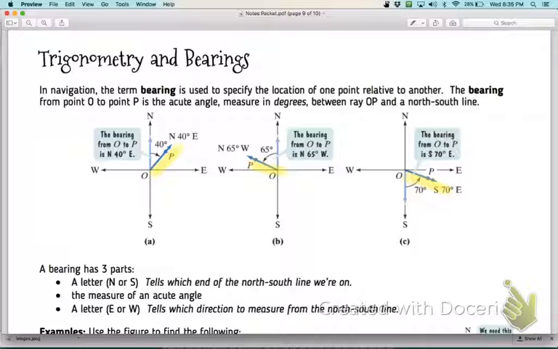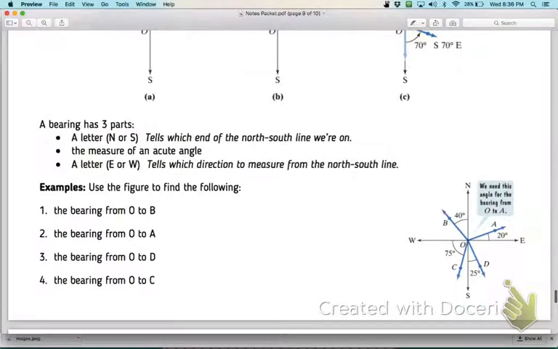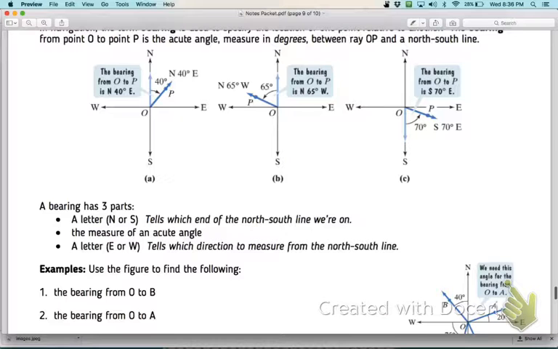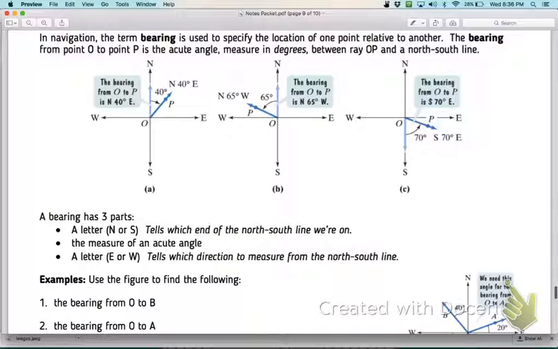So if you look at these three parts of a bearing down here, there's going to be three parts that we need for a bearing. So you're going to see a letter N or S that represents whether we're on the north end or the south end of the north-south line. So if you look, the north-south line is this vertical one, obviously. If our bearing starts with N, that means we're going to be pointing up on the north-south line. If our bearing starts with S, we're going to be pointing down on the north-south line.